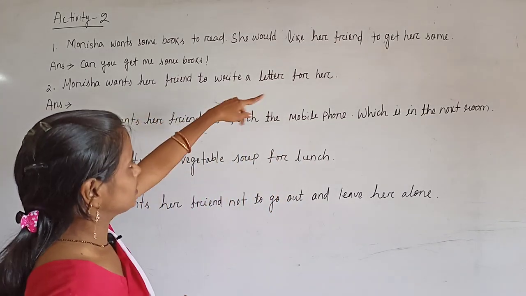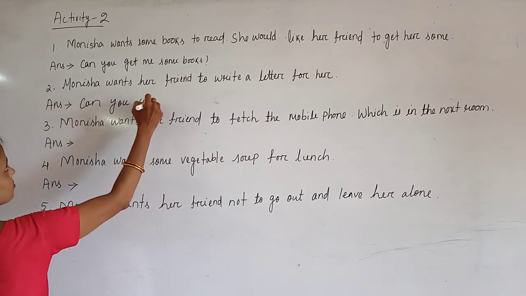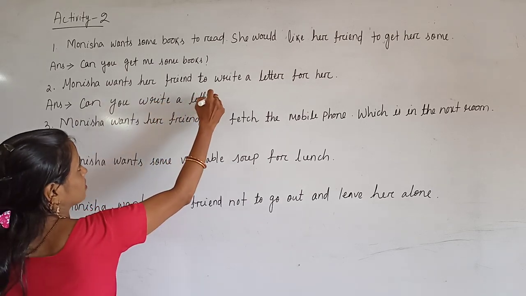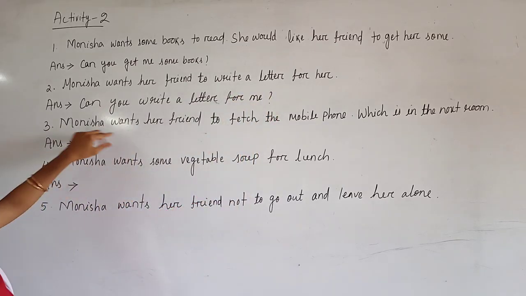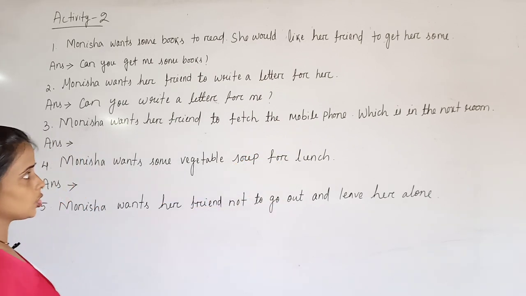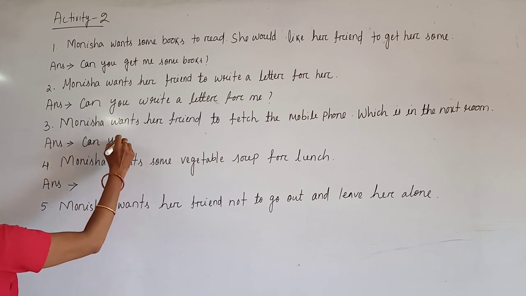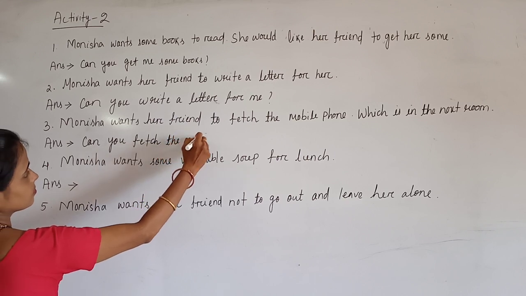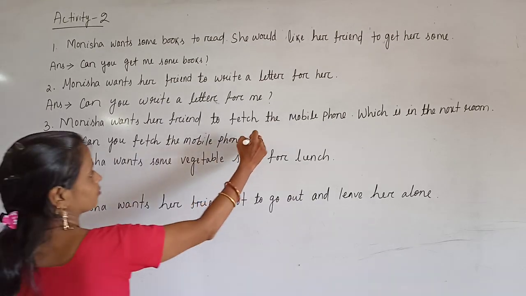Manisha wants her friend to write a letter for her. Can you write a letter for me? Okay. Manisha wants her friend to fetch the mobile phone which is in the next room. This is also informal. Can you fetch the mobile phone for me?